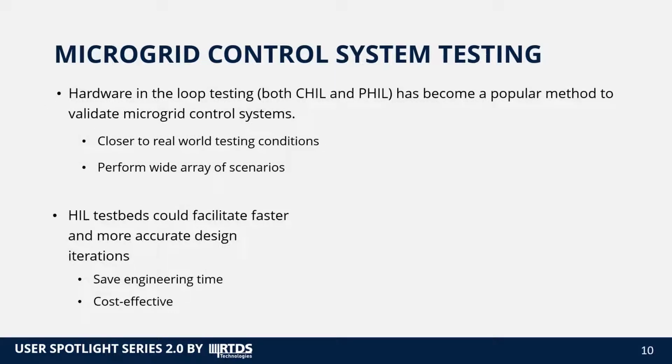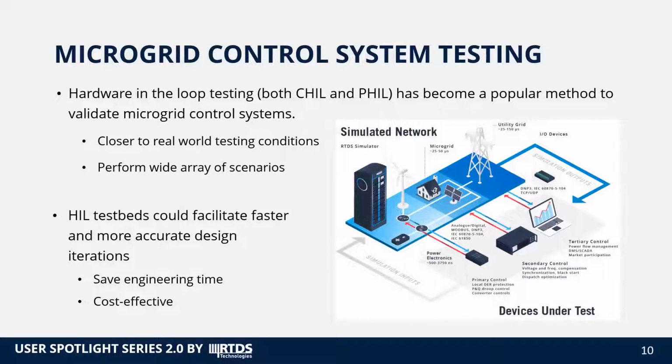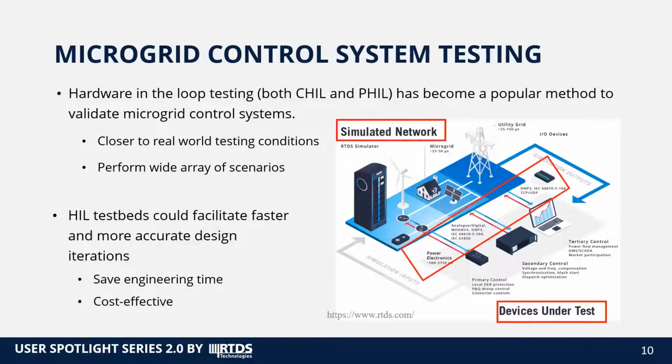Among these test methods, hardware in the loop testing, which includes both power hardware in the loop testing and control hardware in the loop testing, is the most flexible and cost-effective method. Hardware in the loop testbeds can facilitate faster and more accurate design iterations. Compared to actual physical tests, this method saves engineering time and cost. Hardware in the loop testing in conjunction with controllers allows the testing of control algorithms to verify that they comply with IEEE standards.